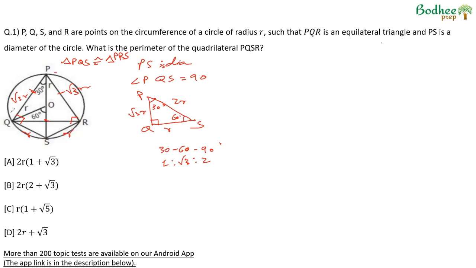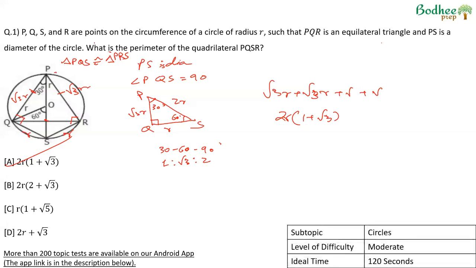Therefore, the perimeter of PQSR simply becomes root 3r plus root 3r plus r plus r. This is 2 times r, times 1 plus root 3. That is 2 root 3r plus 2r, which is option A, and becomes the answer. At best, a moderate question should not take more than 2 minutes to solve.